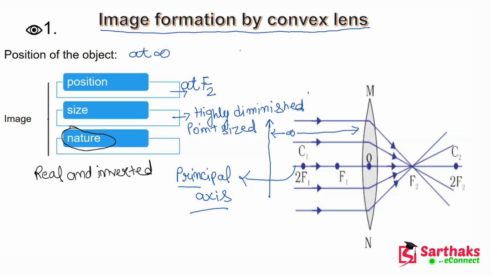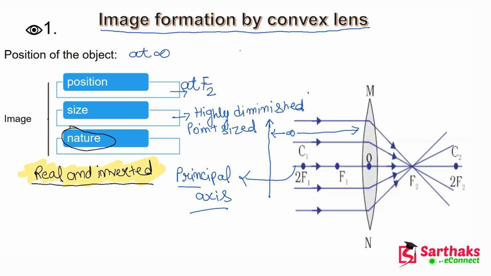But in this particular case, where our image is formed by the actual meeting of rays, the nature of the image would be real and inverted. I hope you got my point. Let me highlight it for you: real and inverted. I hope, guys, this first case might have been clear to you.